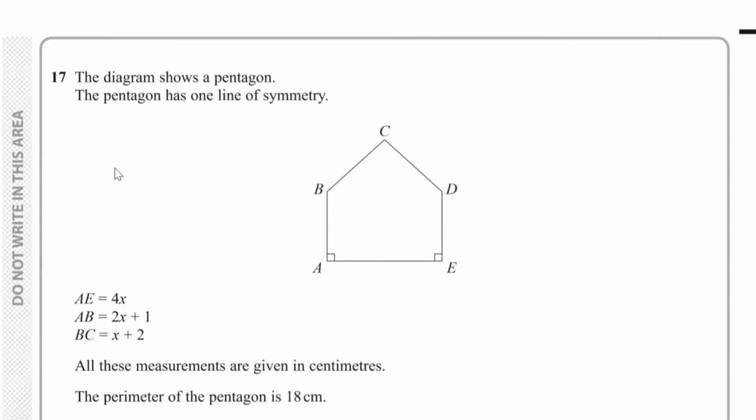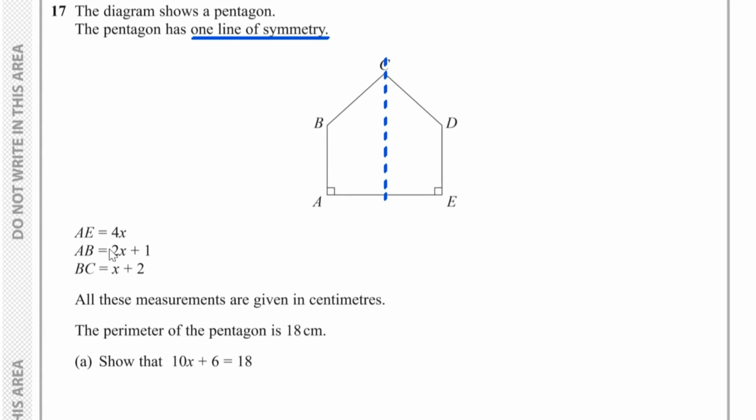Question number 17. The diagram shows a pentagon. The pentagon has one line of symmetry. Now here is our line of symmetry. We know that AE is 4x, AB is 2x plus 1, and BC is x plus 2, and all the measurements are in centimetres, and the perimeter of the pentagon is 18. We have to show that 10x plus 6 is equal to 18.